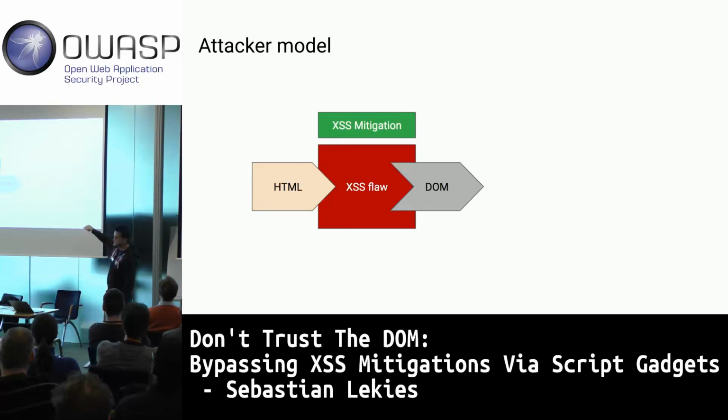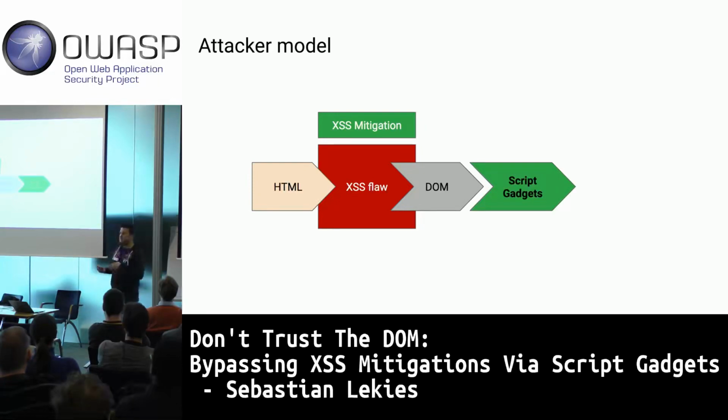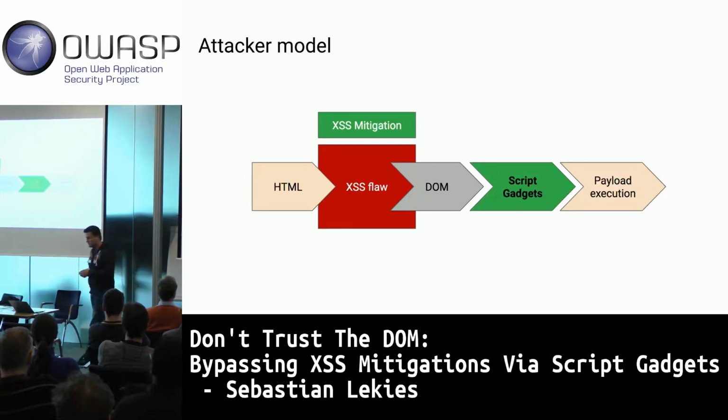Usually inject HTML into the DOM. However, we have this XSS mitigation that prevents us from doing any malicious stuff. But now there is this script gadget in the page that takes non-malicious stuff and upgrades it to execute our payload. And that's how we can circumvent all the XSS mitigations. And we found this phenomenon in one or two examples.